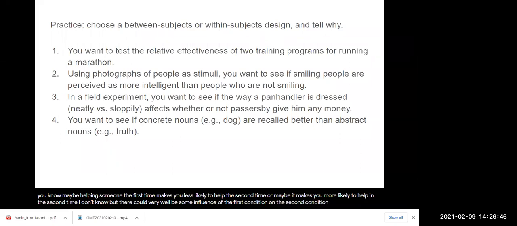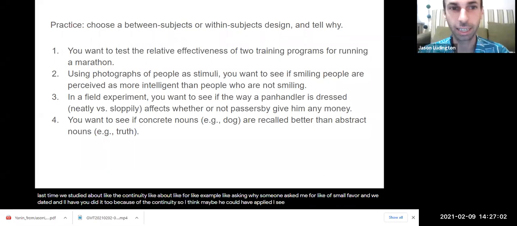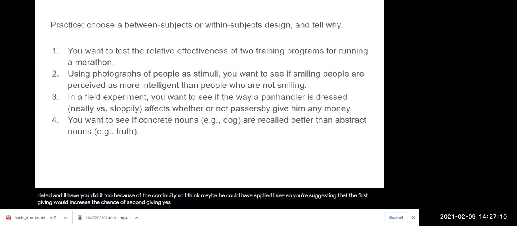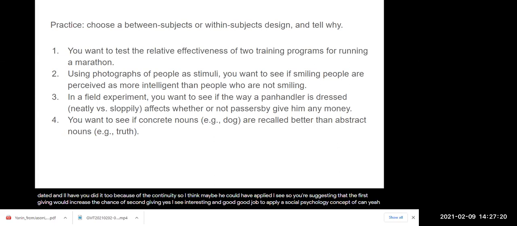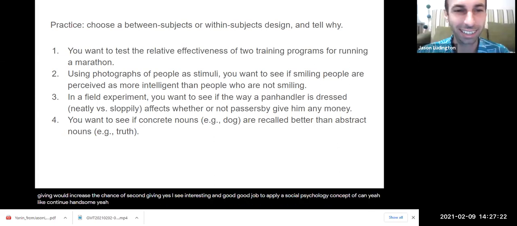Because of the social psychology we studied last time about continuity, for example someone asking for a small favor, and we did it, and the second time we did it too because of the continuity. So I think maybe it could apply. I see. So you're suggesting that the first giving would increase the chance of second giving. Yes. Interesting. And good job applying a social psychology concept of continuity. Yeah, good job.